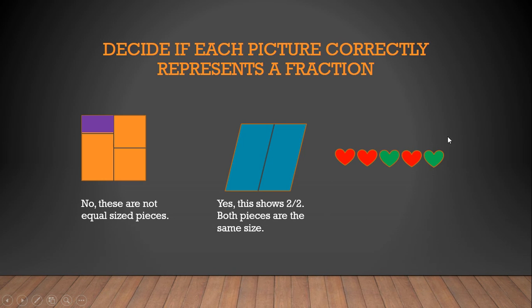Finally, we have a set of hearts. Is this representing a fraction? Yes, it is. There are 5 hearts. 3/5 are red and 2/5 are green.